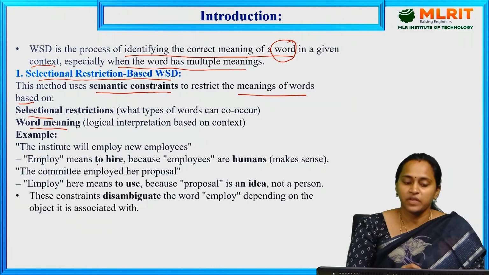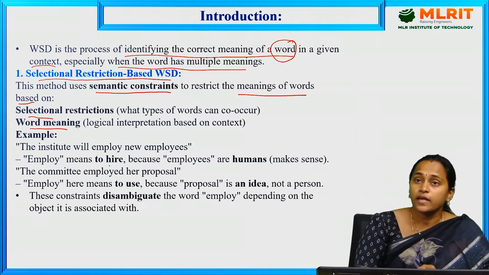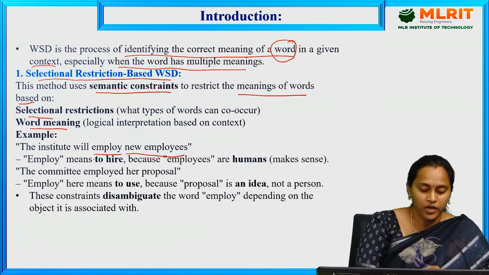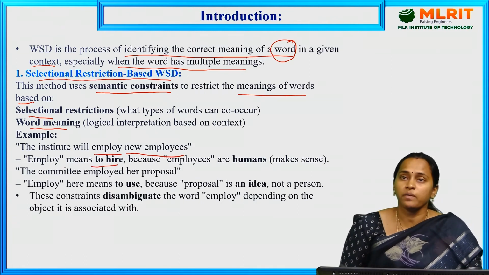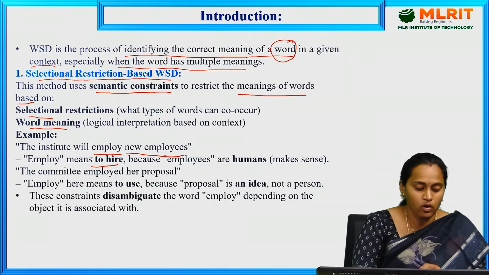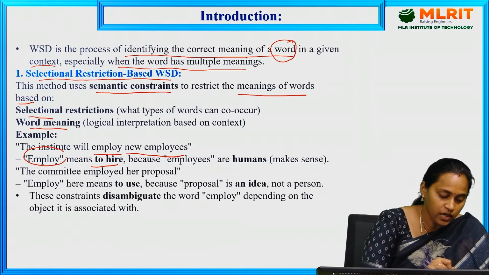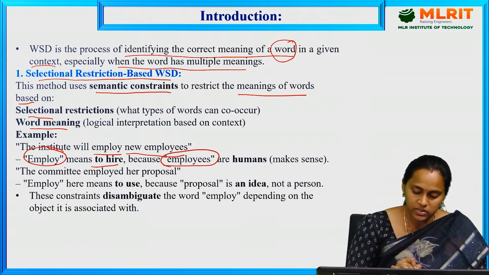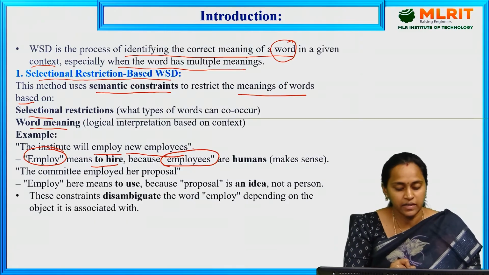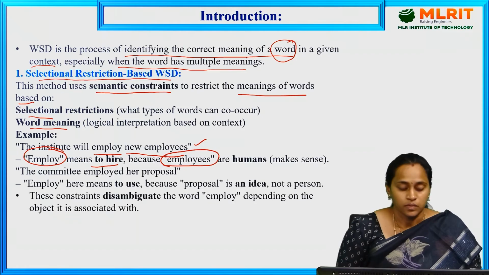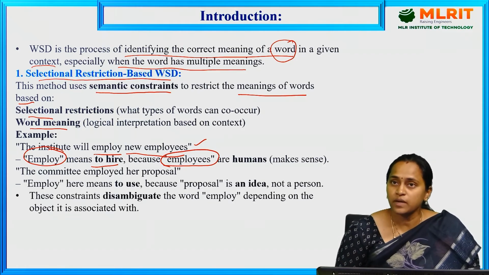The institute will employ new employees. Here employ means to hire. That means the HR manager will recruit the employees. That means we call it a hiring process. Here employees are humans. This makes sense. That means in this sentence we have to find out the meaning of the sentence. Then only we can resolve the word sense disambiguation situation, right?